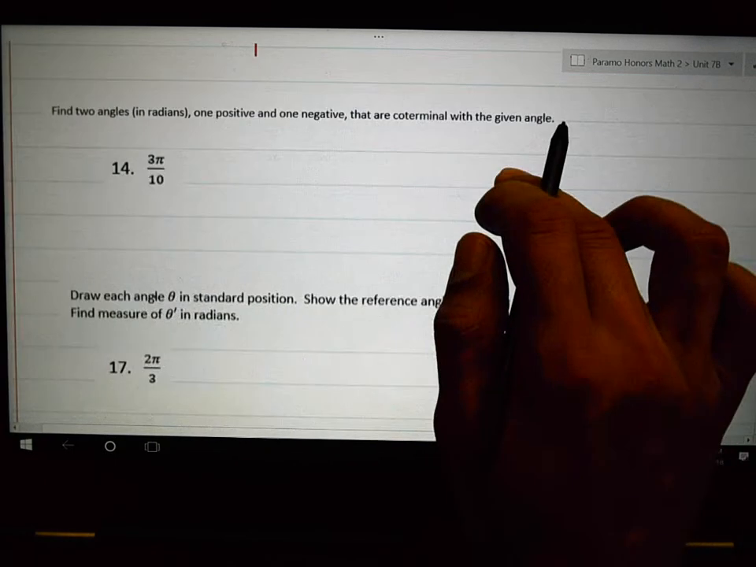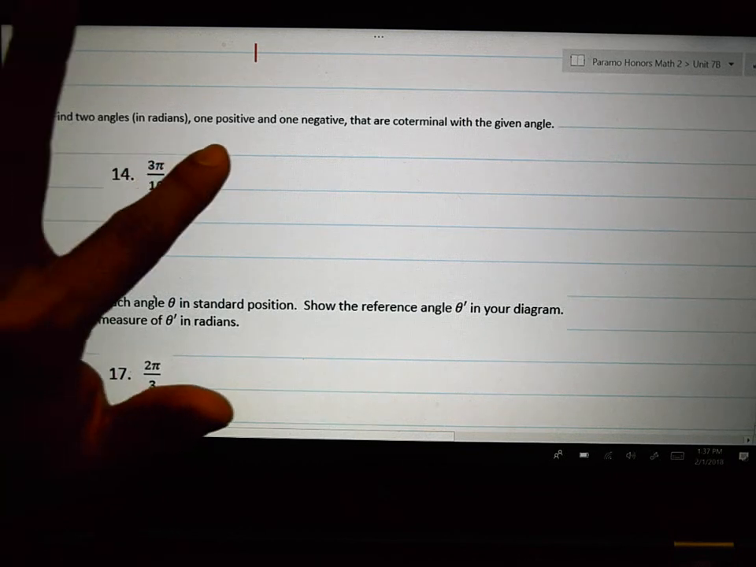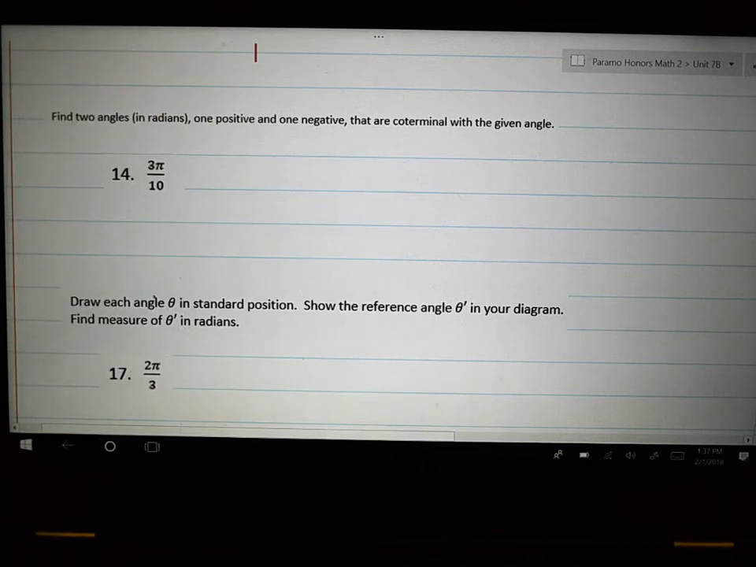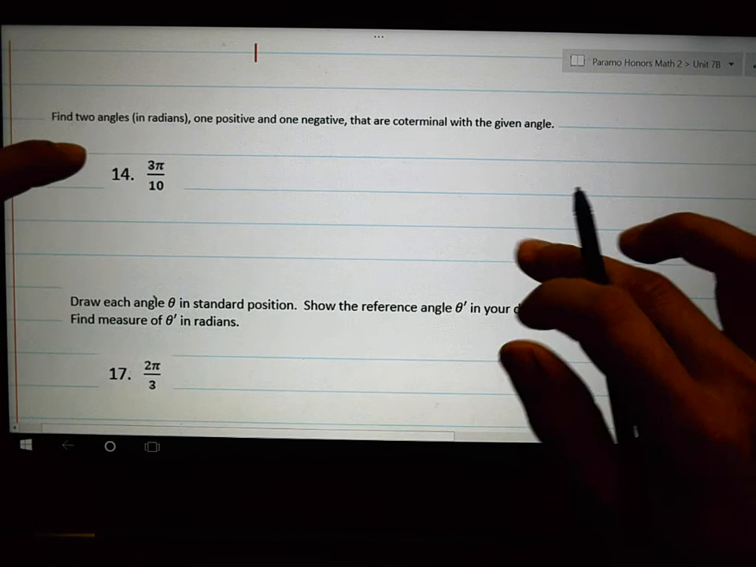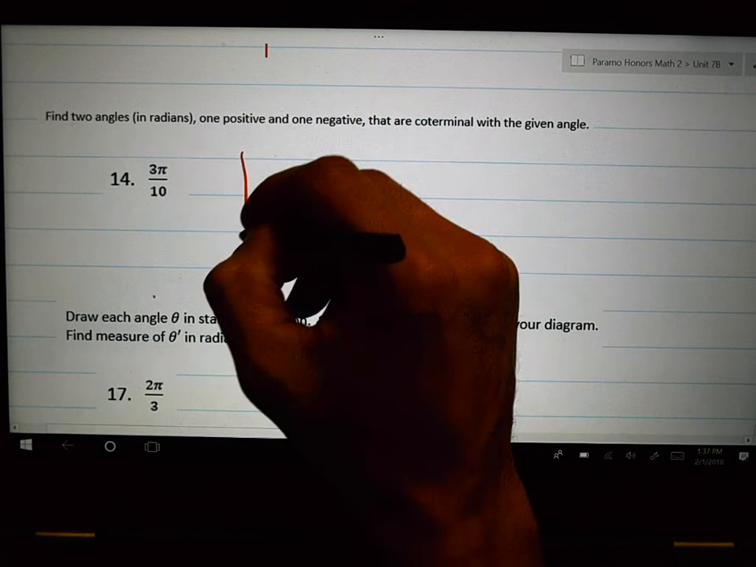Number 14. I had more questions in second and first period about number 14 and how to do it. There are 3 of these types of problems. Find 2 angles in radians, one positive and one negative, that are coterminal with the given angle. So I need to find a place that ends exactly at 3 pi over 10. So as a picture, 3 pi over 10.